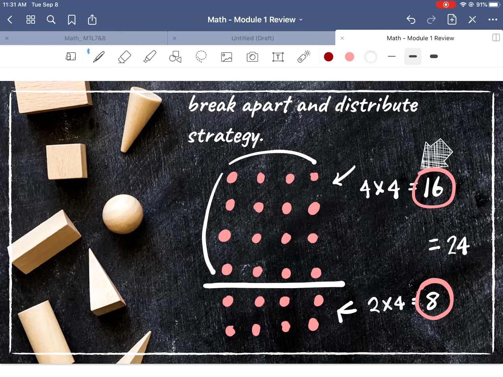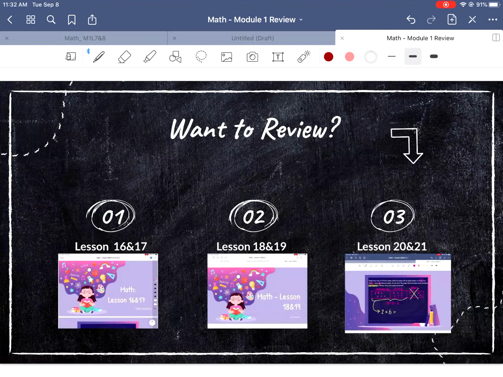So that's how I use the break apart and distribute strategy to find the total. Break means we split the array, and distribute means we have two equations and later we add them and find a total like this. Okay, so let's go and start solving our problems.